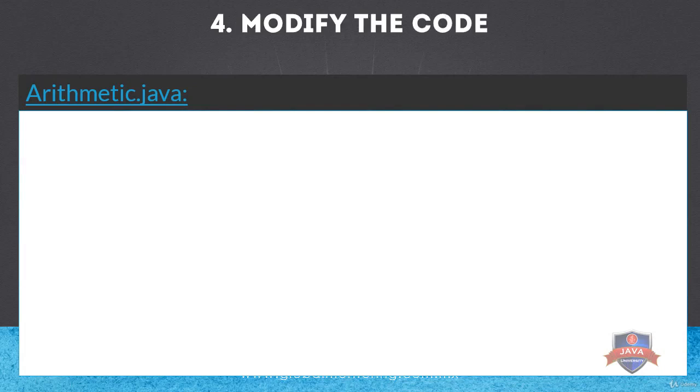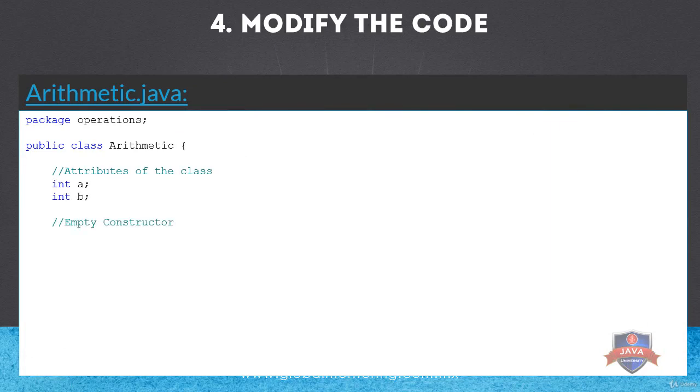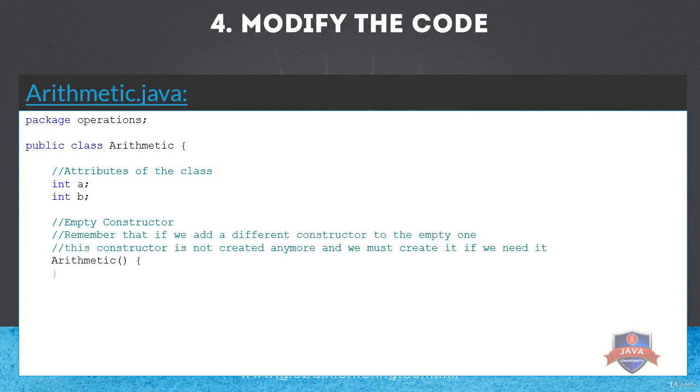We modified the arithmetic class. The attributes of the class are A and B of type int. We have an empty constructor. This hasn't changed. And we have the constructor with 2 arguments. And now we're going to use the this operator to make a difference between the arguments that we're going to receive in this constructor and the attributes of the class.